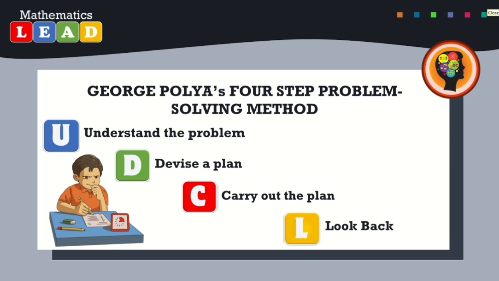So that is looking back. So making sense and also working backwards in order for you to arrive at the same given that is being given into the problem. So that's it, the look back. So we have here the fourth step: understand the problem, devise a plan, carrying out the plan, and looking back.